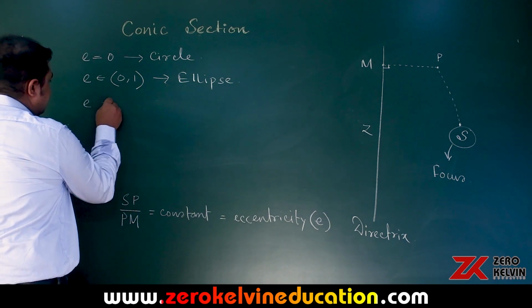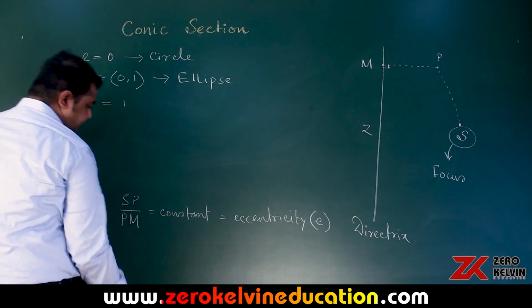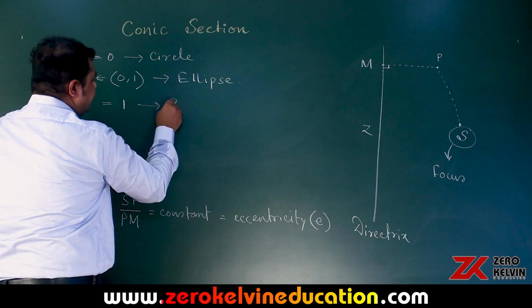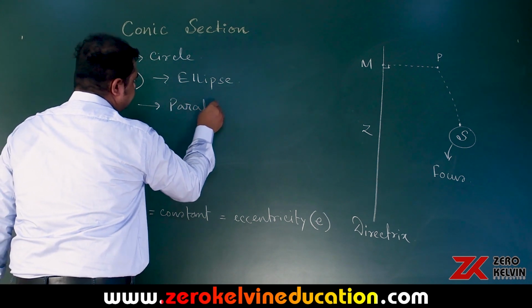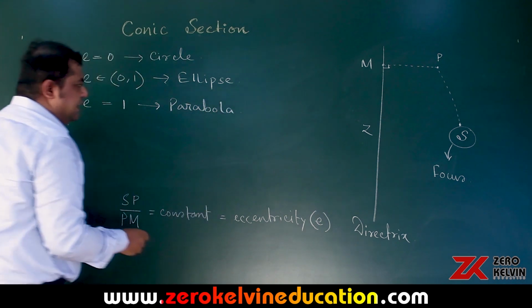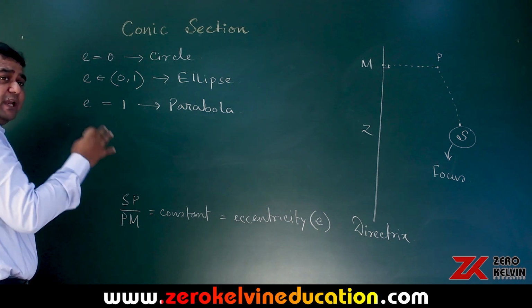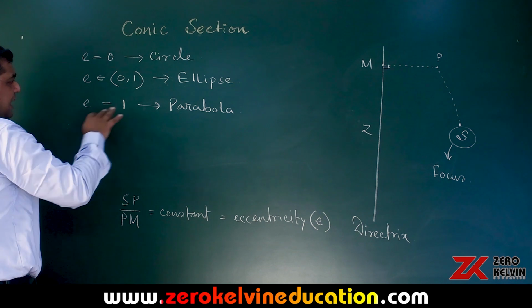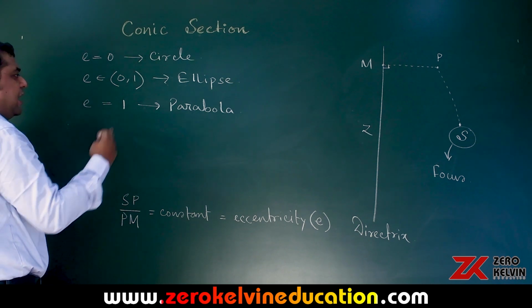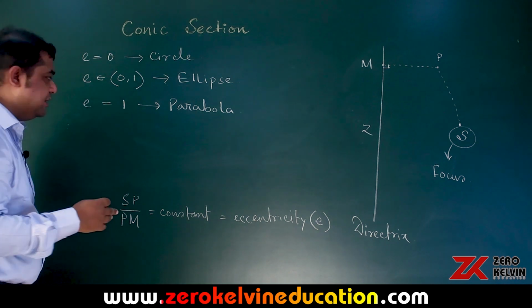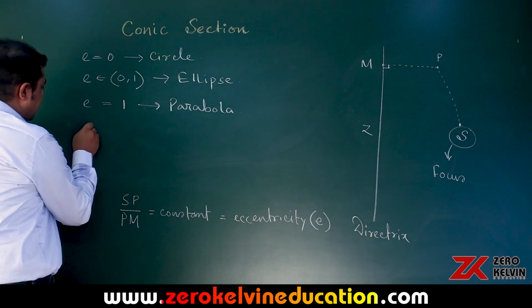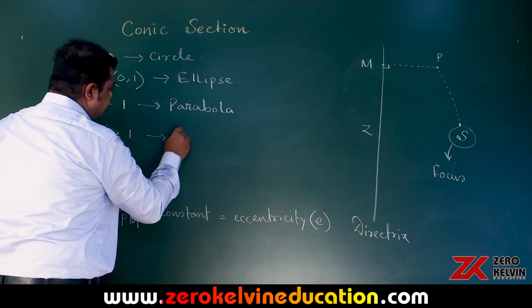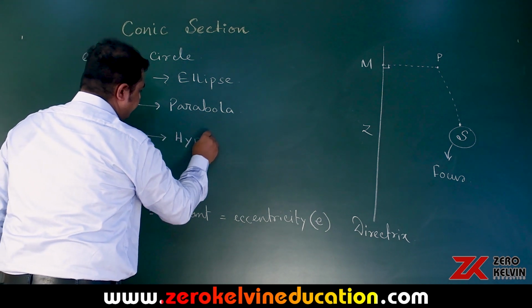When eccentricity is exactly 1, we will get a parabola. That is going to be an open curve because it is maintaining equal distances from both the parts and hence will generate an open curve. How it will be generated, we will describe in the forthcoming part. And finally, eccentricity more than 1 will generate us a hyperbola.